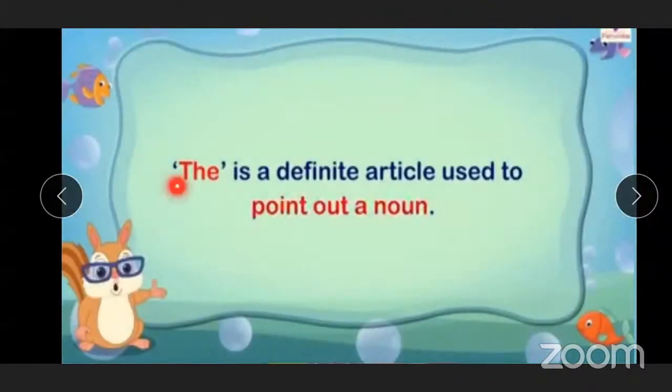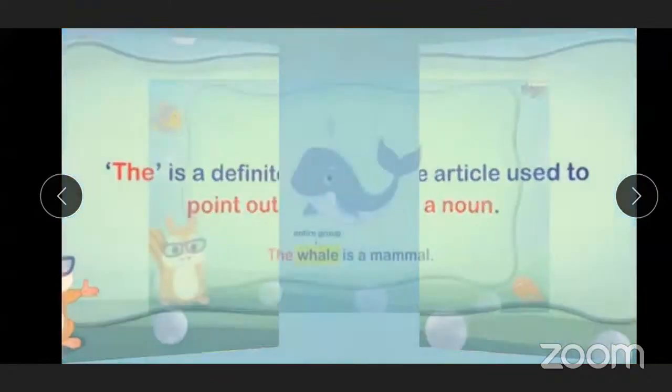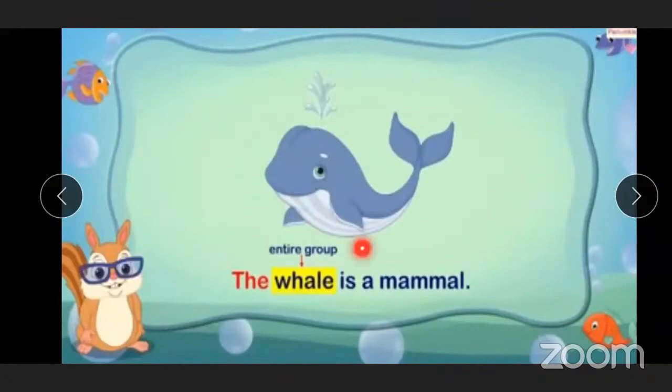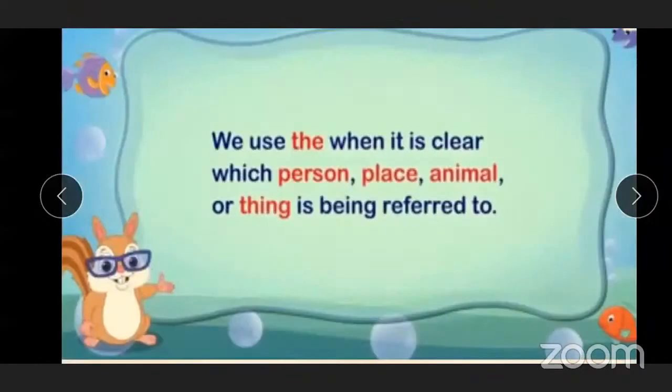Now let's see about the. The is a definite article used to point out a noun. Like, you can see this picture. The whale is a mammal. The entire group of whales, the whale is a mammal. We use the when it is clear which person, place, animal or thing is being referred to.